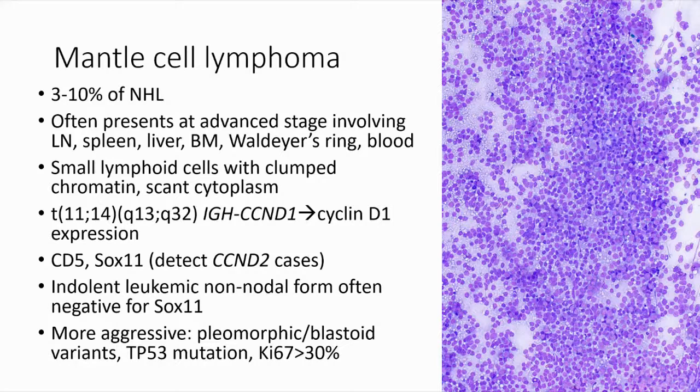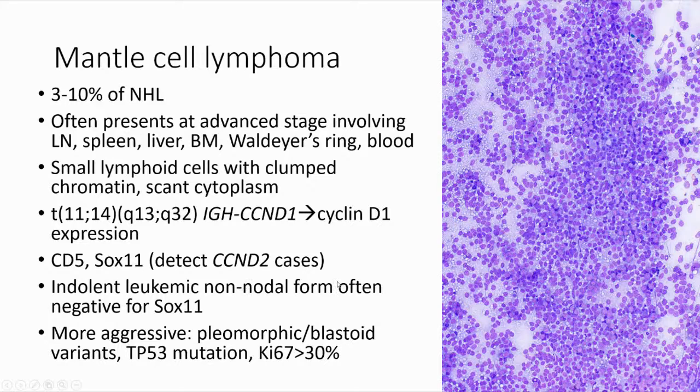And of course, they will characteristically have the t(11;14) translocation of IgH and cyclin D1, resulting in the overexpression of cyclin D1, which is really helpful from a diagnostic standpoint. They also will co-express CD5 in most cases. A subset will show CD10 or even both, and they could be negative for CD5, so you can't exclude it. And SOX11 is a really helpful marker for detecting cases that may alternatively contain cyclin D2.